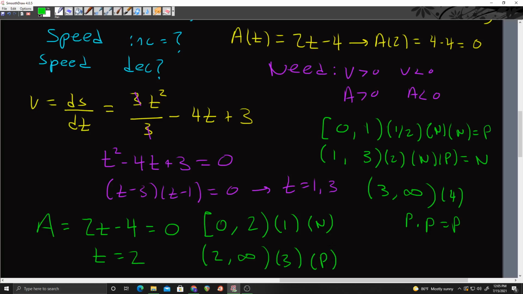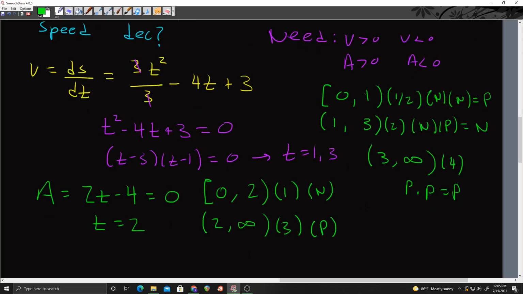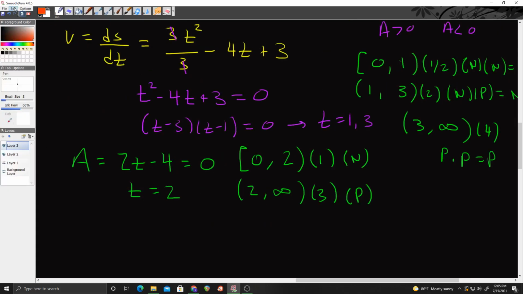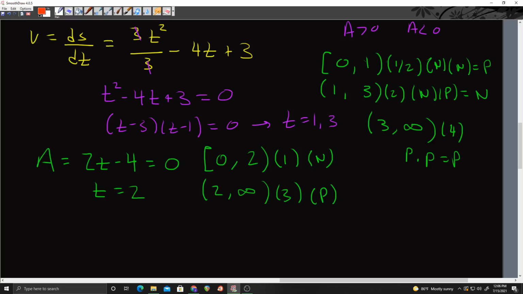So now we've got a lot to look at. We've got the interval from 0 to 1 as the smallest of those. On 0 to 1, my velocity is positive and my acceleration is negative. So we're going to note that: velocity is positive, acceleration is negative, therefore I am slowing down.